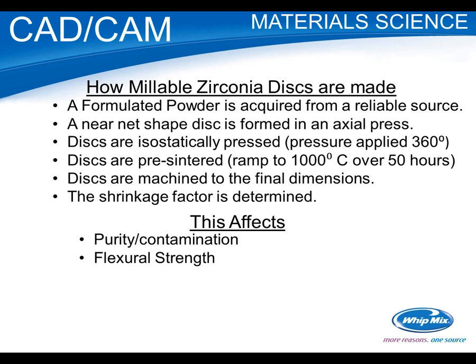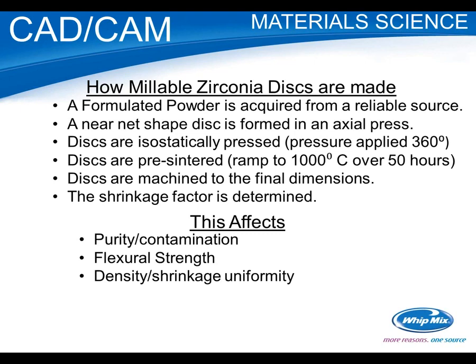Flexural strength, how it's pressed, and even though you're going to sinter after these discs are made, if your density isn't uniform throughout, or you really don't have enough press there, it's going to affect its final sintering properties, and thus like the flexural strength. Could greatly impact the density or that shrinkage uniformity.